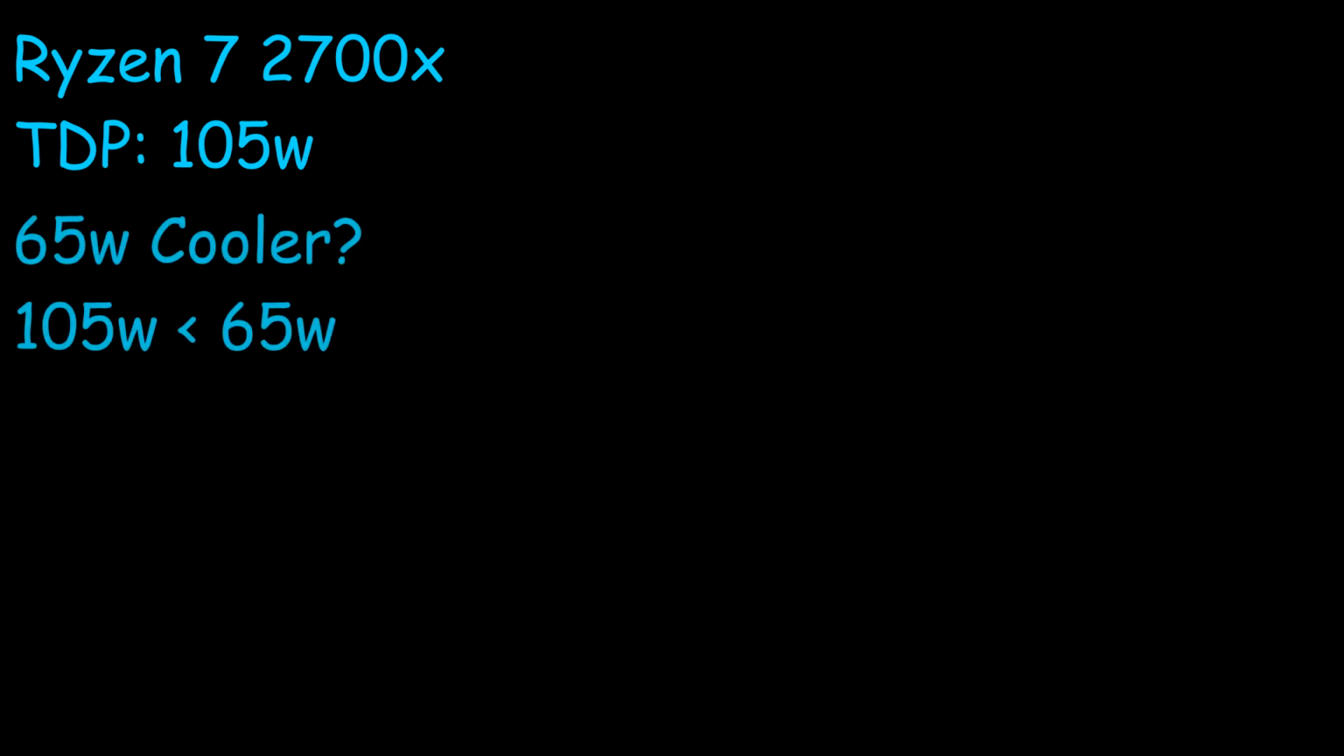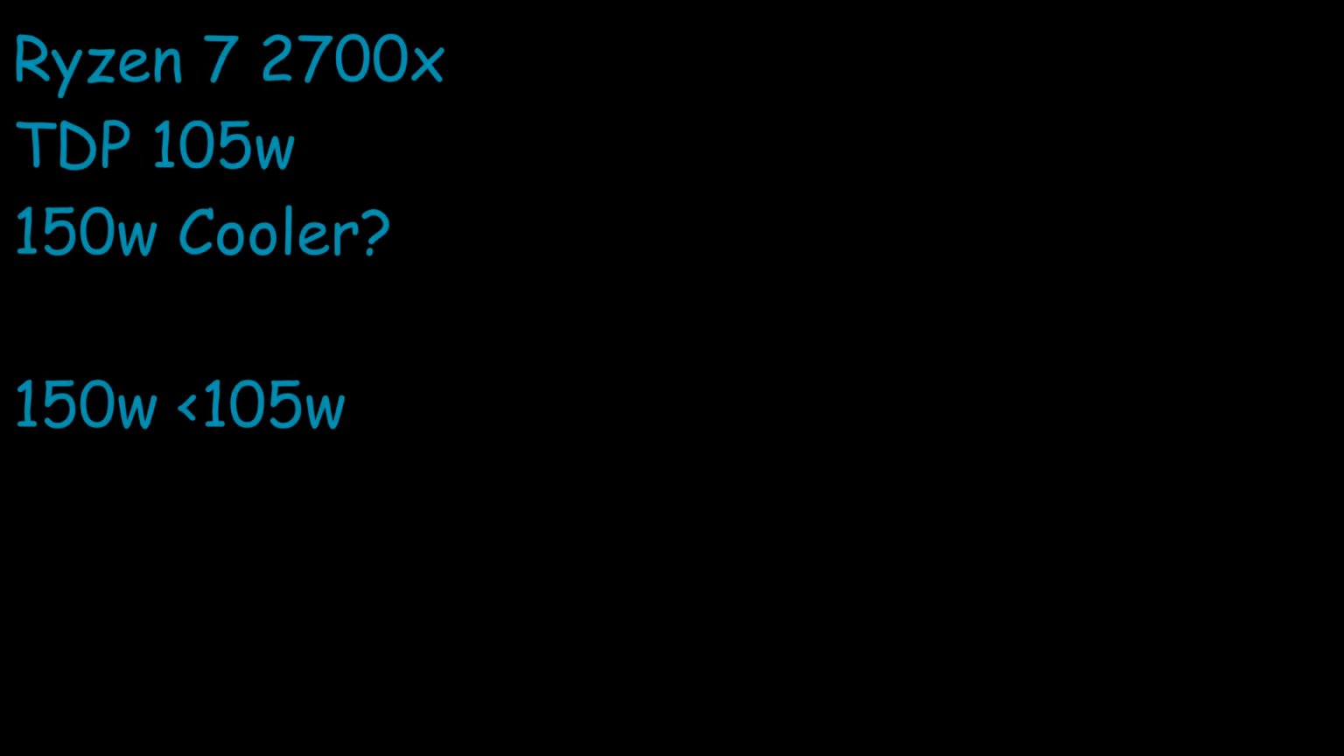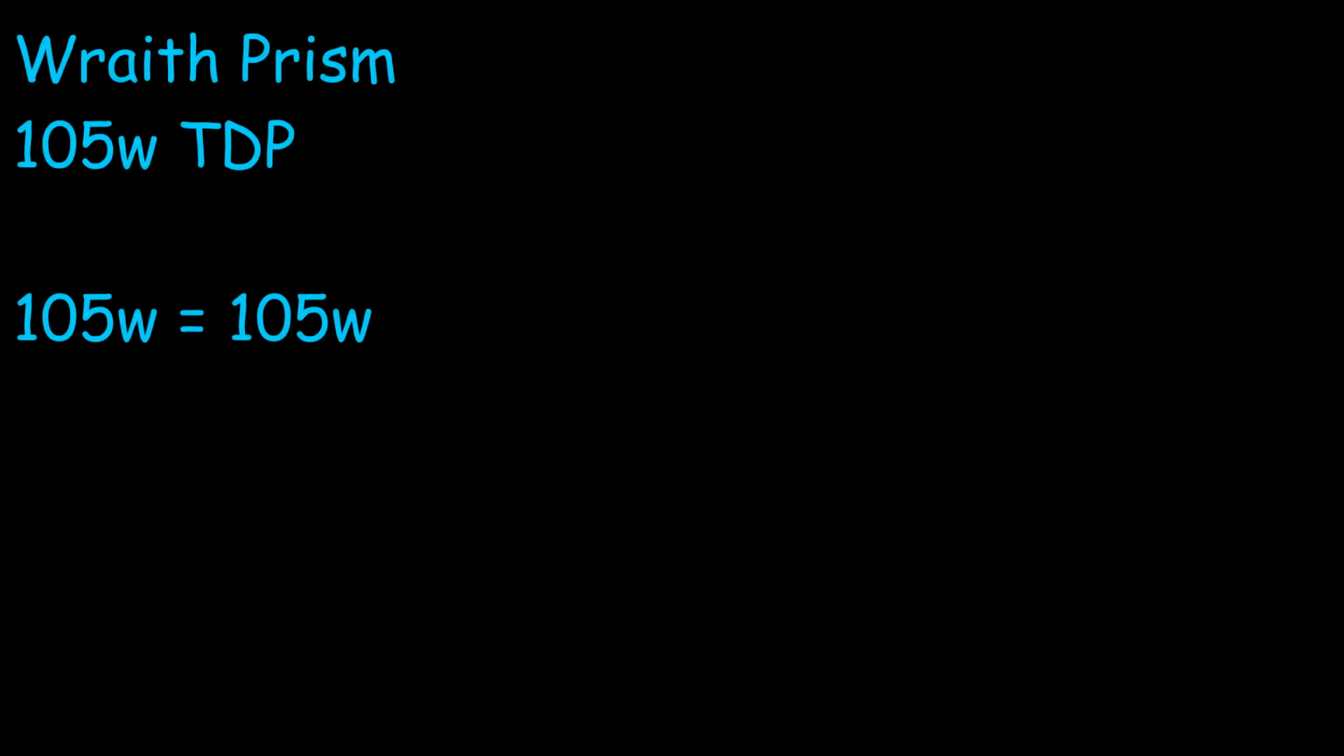So an example would be my CPU, the Ryzen 7 2700X, which has a TDP of 105 watts. If I install a 65 watt CPU cooler on it, it isn't going to be able to keep up with my CPU. But if I install a 150 watt or a 200 watt TDP CPU cooler, it will be able to keep up with the system just fine. So an example would be the Wraith Prism, which has a TDP of 105, which matches exactly the TDP of my CPU. Therefore, it is a good cooler.